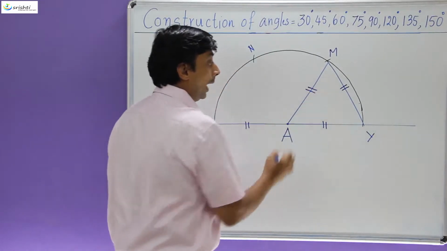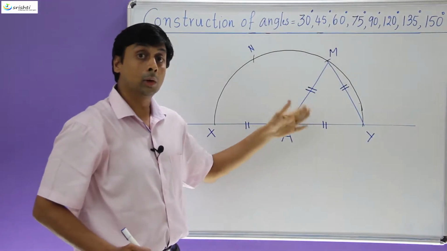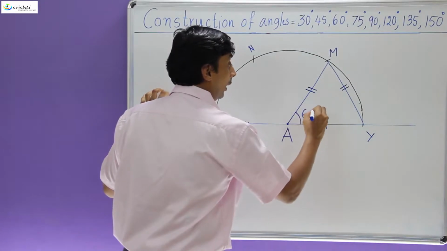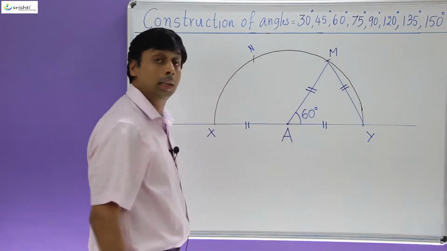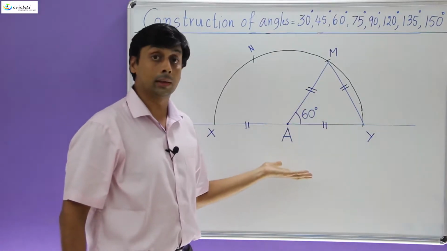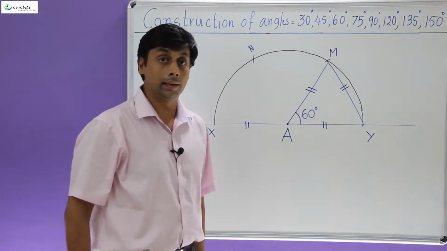So what type of triangle do you observe over here? This is an equilateral triangle. We know that every angle in an equilateral triangle measures 60 degree, and therefore this angle turns out to be 60 degree. So if you want a 60 degree angle, this is how you can construct it. And what is the geometry behind it? You are actually constructing an equilateral triangle there.